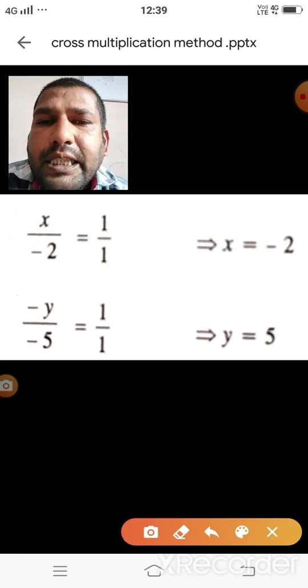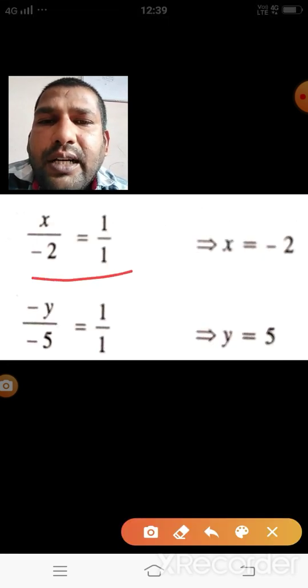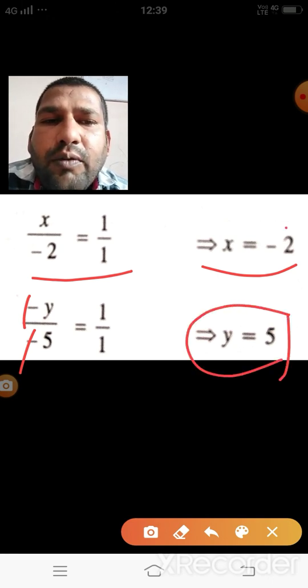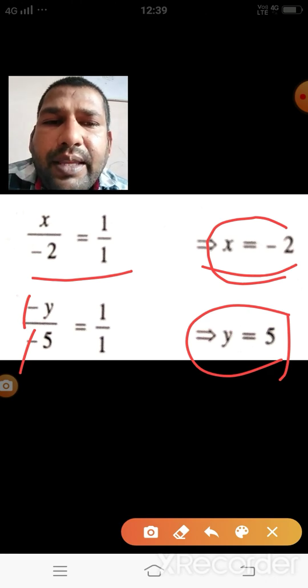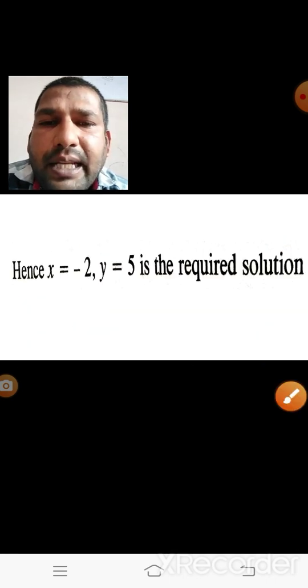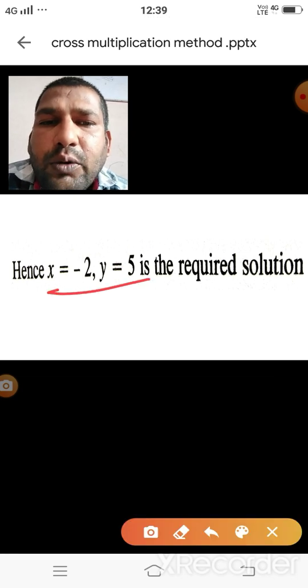And here we take x, equating the first and third expression. Then we get x equal to minus 2. Here we solve the second and third expression, then we get the value of y. On solving the first and third expression we get the value of x, and on solving the second and third expression we get the value of y. Now for the given pair of linear equations, the solution we get is x equal to minus 2 and y equal to 5.